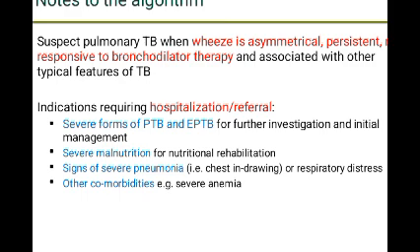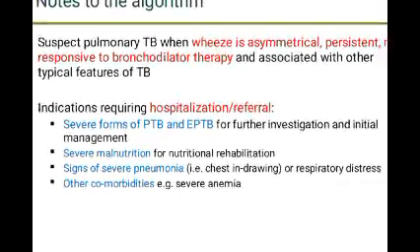Indications requiring hospitalization or referral: severe forms of pulmonary TB and extrapulmonary TB for further investigation and initial management; severe malnutrition for nutritional rehabilitation; signs of severe pneumonia, that means chest indrawing or respiratory distress; other comorbidities, for example severe anemia.